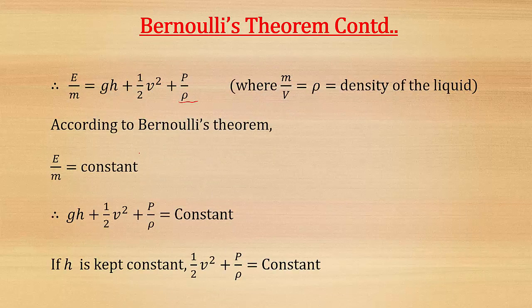Is it clear? According to Bernoulli's theorem, the total energy per unit mass remains constant. So this equation is known as Bernoulli's equation. Here, if h is constant, then we can write half v square plus P divided by rho, constant, when only h is constant, so h is neglected. So we got this equation. This is all about Bernoulli's theorem.